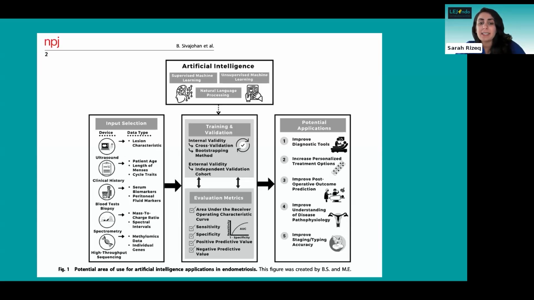Then from there, the AI needs to have some sort of evaluation metric, sensitivity, specificity. So it needs to have a predictive value or detect the presence or absence of endometriosis, for example. And within the AI model, there needs to be some sort of cross-validation method, whether internal or external. Then you get your results from the AI model, and they suggest you could apply it to improve your diagnosis, to generate personalized treatment options, perhaps to predict post-operative outcomes, to understand the disease progression in endometriosis long-term, and maybe even to improve our staging and how we type the endometriosis.